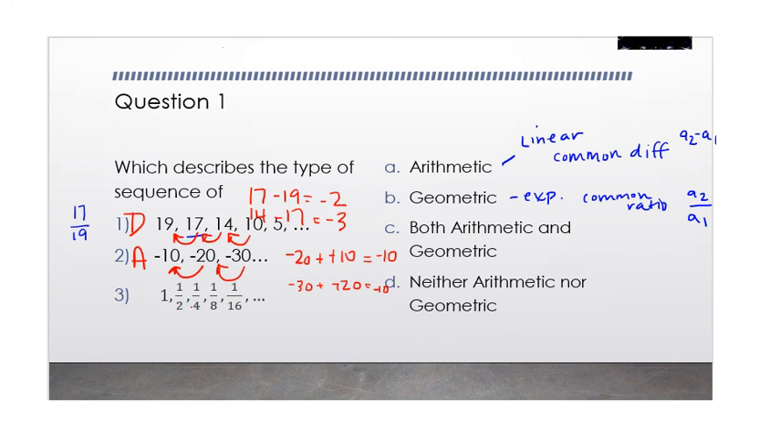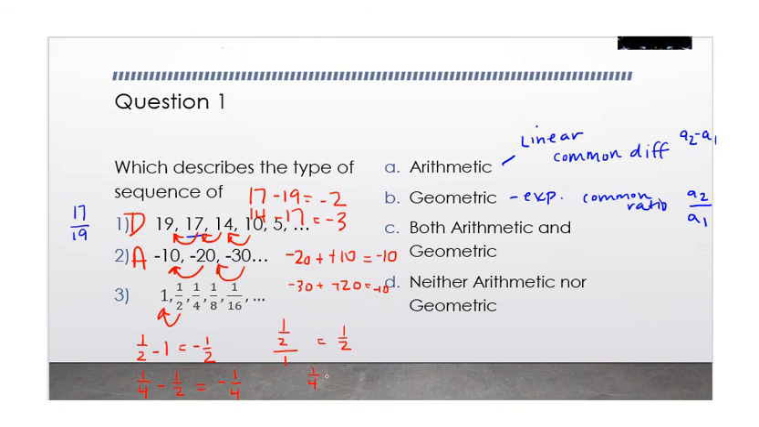And then lastly, looking at number 3, if I test again to see if it's arithmetic, I start out by subtracting: 1/2 minus 1 would give me -1/2. But then 1/4 minus 1/2, I'm just going to get -1/4. I'm not going to get the same answer, so it's not arithmetic. But if I divide, 1/2 divided by 1, anything divided by 1 is just itself, so that would be 1/2.